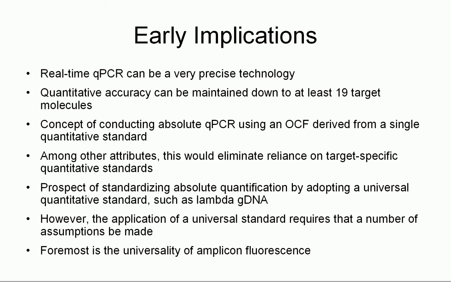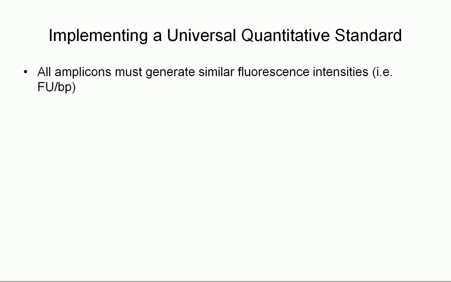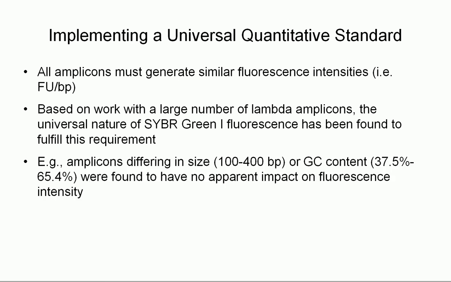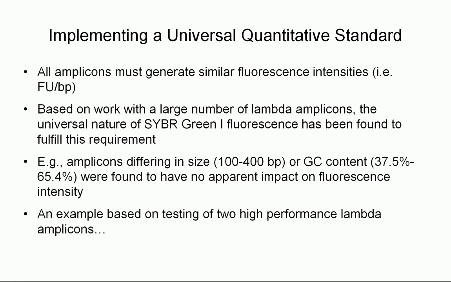Foremost is the universality of amplicon fluorescence. The central premise for implementing a universal standard is that all amplicons generate similar fluorescence intensities. Based on work with a large number of lambda amplicons, the universal nature of SYBR Green I fluorescence has been found to fulfill this requirement. For example, amplicons differing in size or GC content have been found to generate very similar fluorescence intensities. Although I will not attempt to present additional details about this work, I would like to provide an example of this approach, taken from the testing of 2 high-performance lambda amplicons.